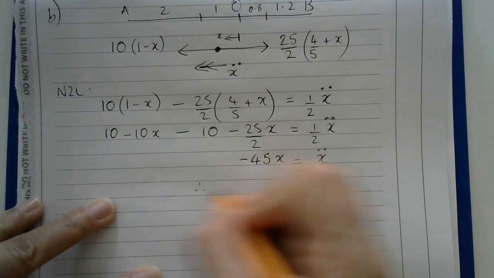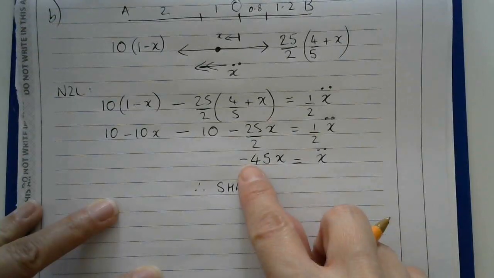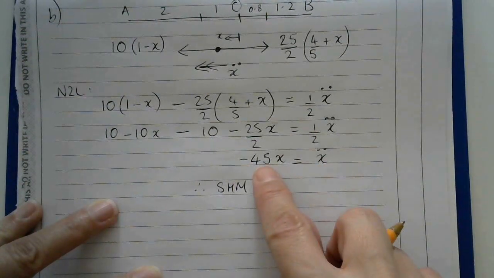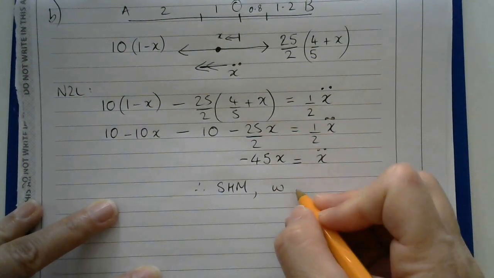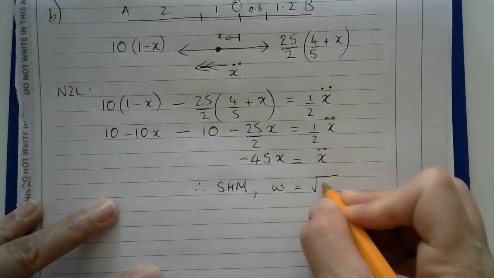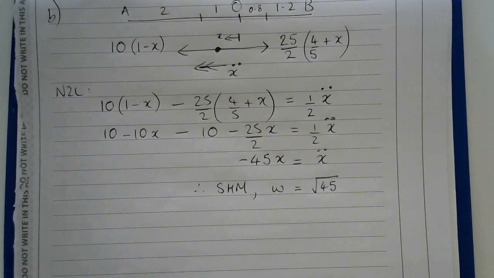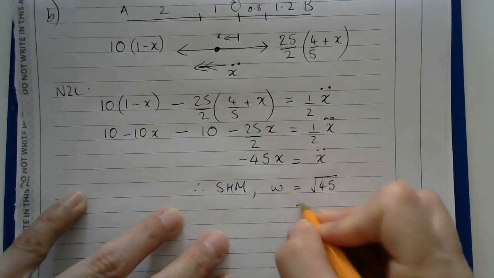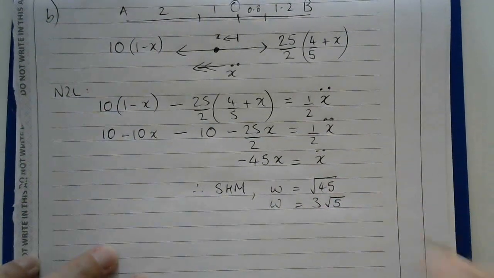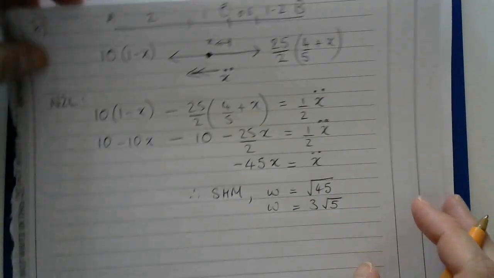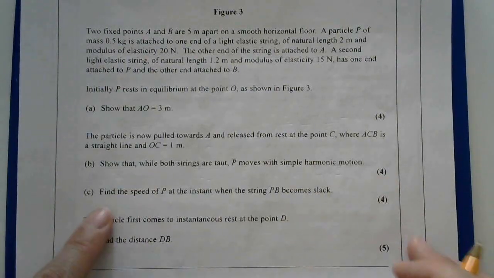Okay, so therefore I've proved that this is simple harmonic motion because we have basically x double dot is negative omega squared x, and just for completeness I can say that omega is equal to the square root of 45. We can simplify the square root of 45 as well, and that will give you 3 root 5, just to write it in a little bit of a neater way. Okay, so that part of the question is another 4 marks.